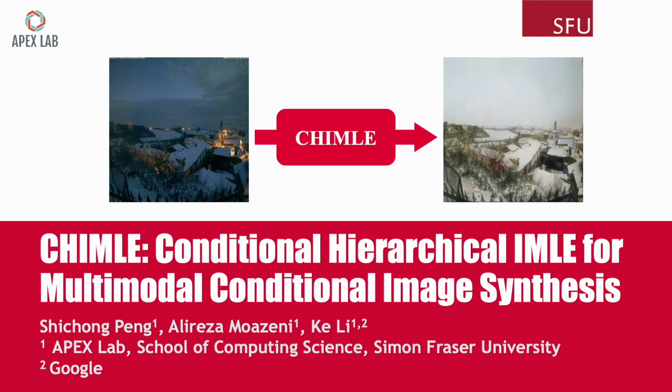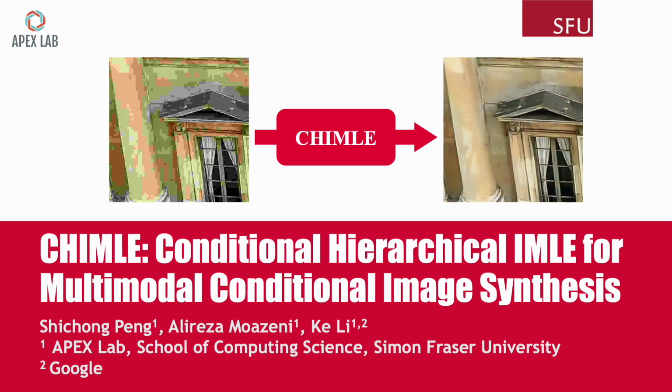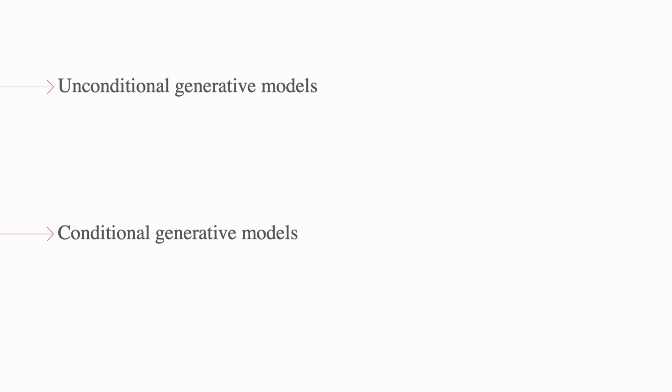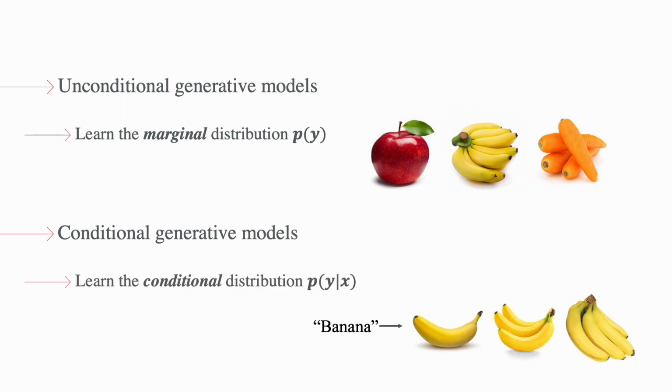We present CHIMLE, a general-purpose conditional image synthesis method that generates diverse and high-quality output images. Generative models for images come in two types. Unconditional generative models learn the marginal distribution and generate images with arbitrary objects. Conditional generative models, on the other hand, learn the conditional distribution and allow control over what images to generate through a conditioning input.